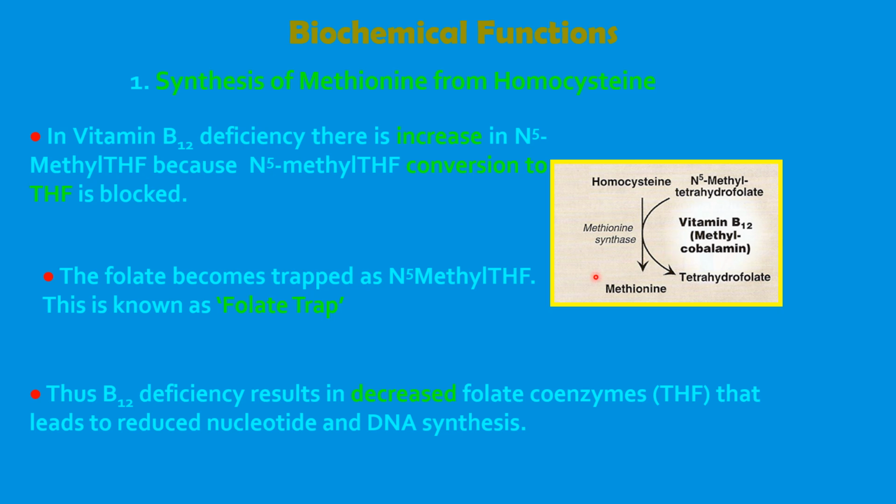Okay. So this reaction of the synthesis of methionine is not working because cobalamin is deficient. So the folate becomes trapped in the form of N5-methyl tetrahydrofolate, and this is known as the folate trap. So we are saying that B12 deficiency will result in decreased folate coenzymes, tetrahydrofolate, that leads to reduced nucleotide and DNA synthesis. And that's why we could see similarities in the megaloblastic anemia between folate deficiency and cobalamin deficiency.